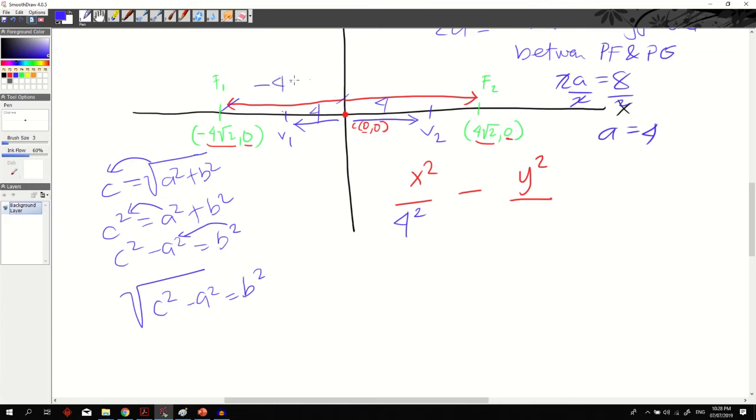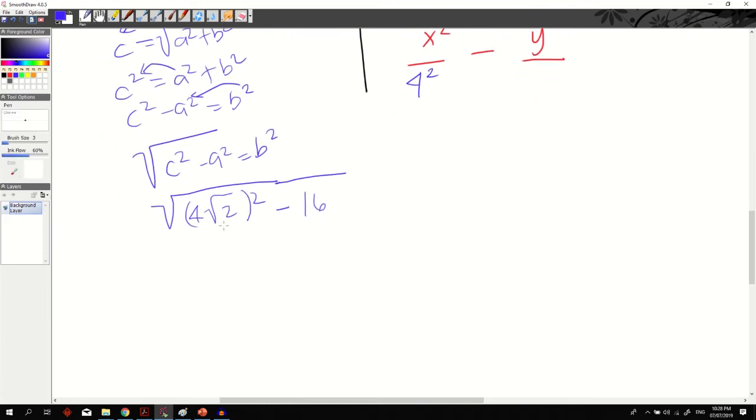So it should be -4 square root of 2, or it could be the positive one, which is 4 square root of 2. So we use the positive one, so square root of 4 square root of 2 squared minus a squared, which is 4 squared, equal to 16. Okay, so we have this one equals to b. There's no square anymore because we took the square root.